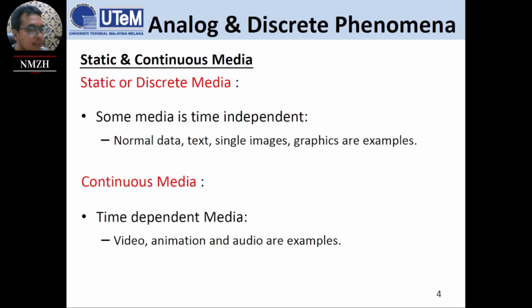Okay. Animation is the same. Animation is when we talk about the movement of things, and video is obviously the movement of the video. Okay.